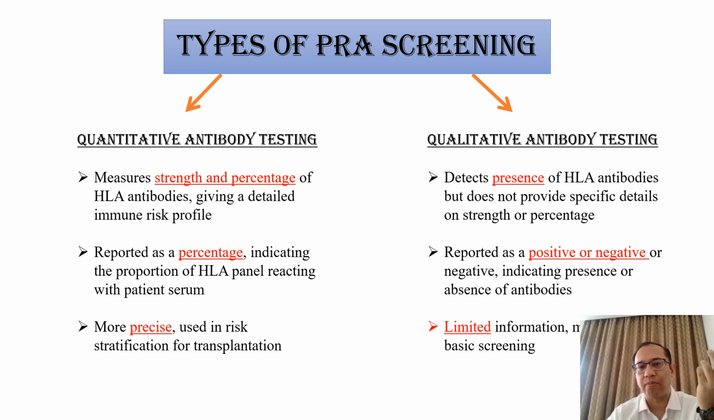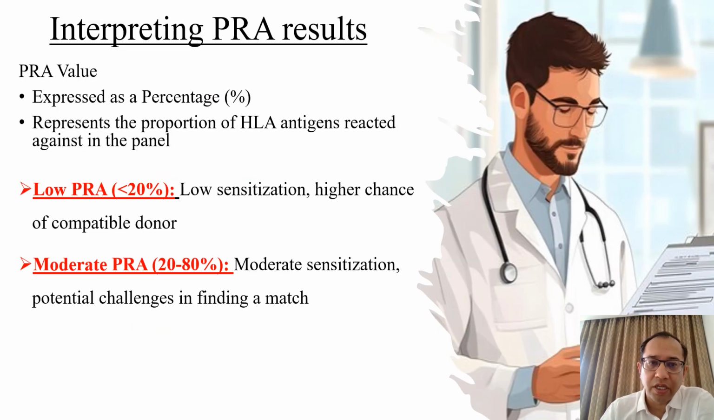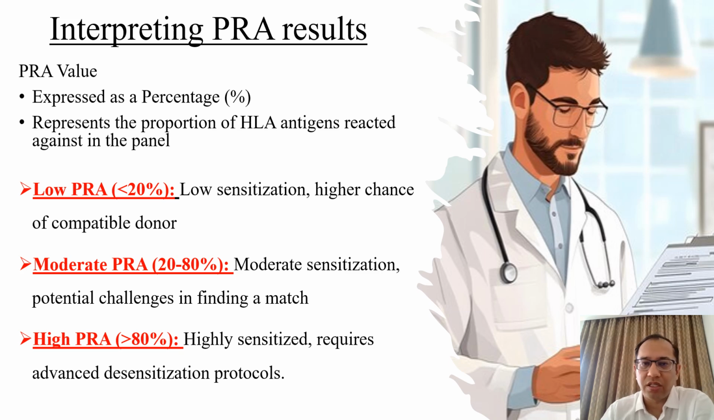Nonetheless, that information is very important when you put it in the right perspective. So PRA results are always expressed as a percentage. What PRA actually does is give you a stratification into low, moderate and high PRA, which will tell you how much the patient is sensitized: less than 20% is low sensitization, 20 to 80 is moderate sensitization, and high PRA is when you have greater than 80%.